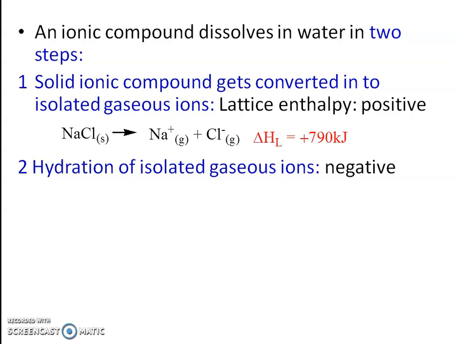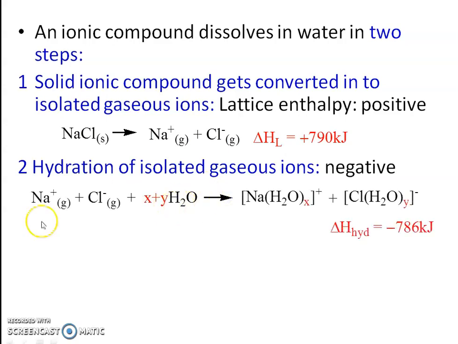The amount of energy released in the hydration of 1 mole of isolated gaseous ions is called enthalpy of hydration. Enthalpy of hydration is always negative because there is a formation of physical forces between cations and anions and solvent. So consider again sodium chloride. In the first step there is a formation of isolated gaseous cation and anion.